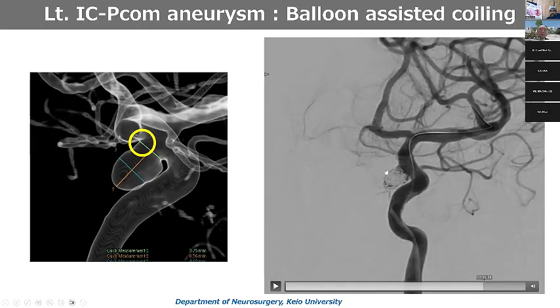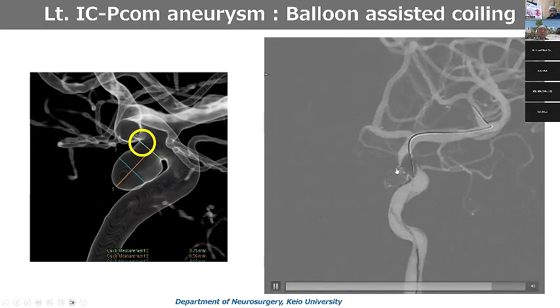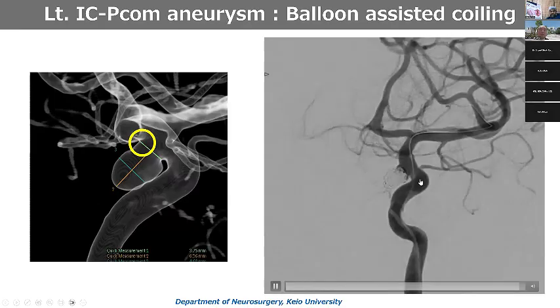And this neck is not occluded, so we finally put the coils, keeping this area closed by balloon, and we insert the small coils here, and finally we get a good result.